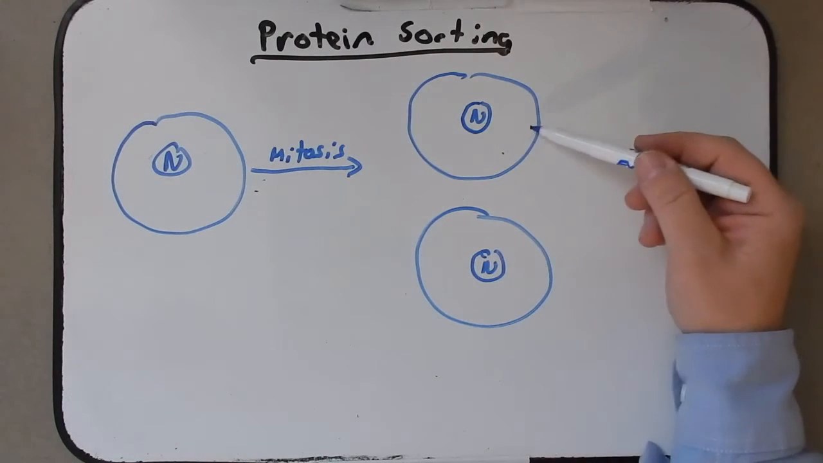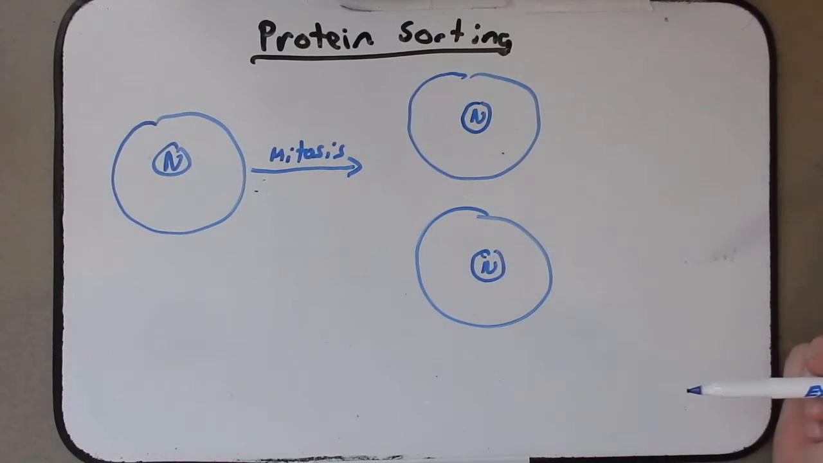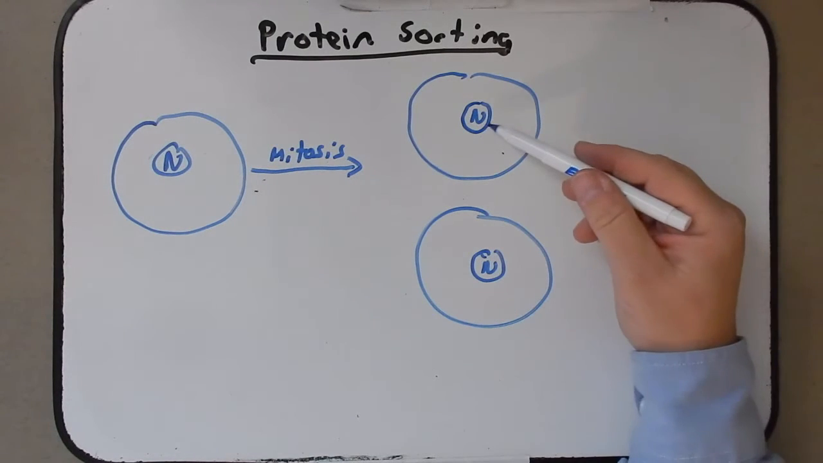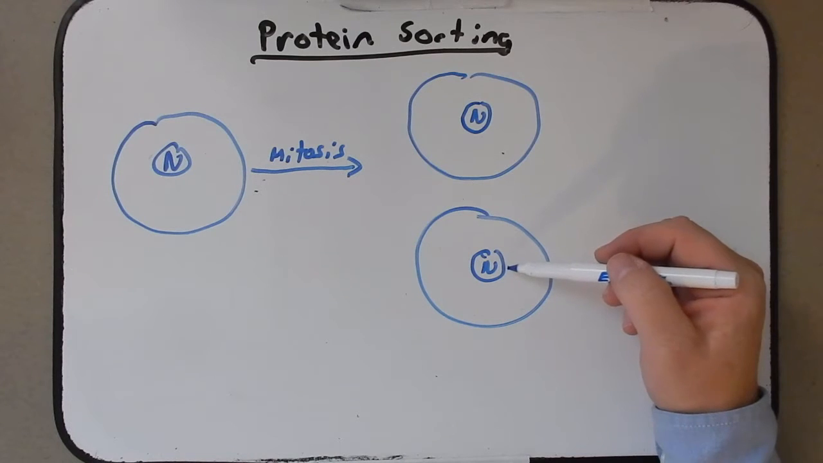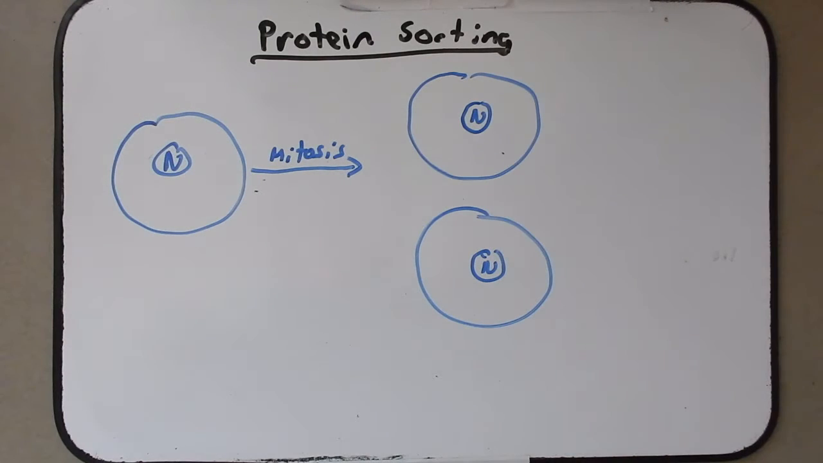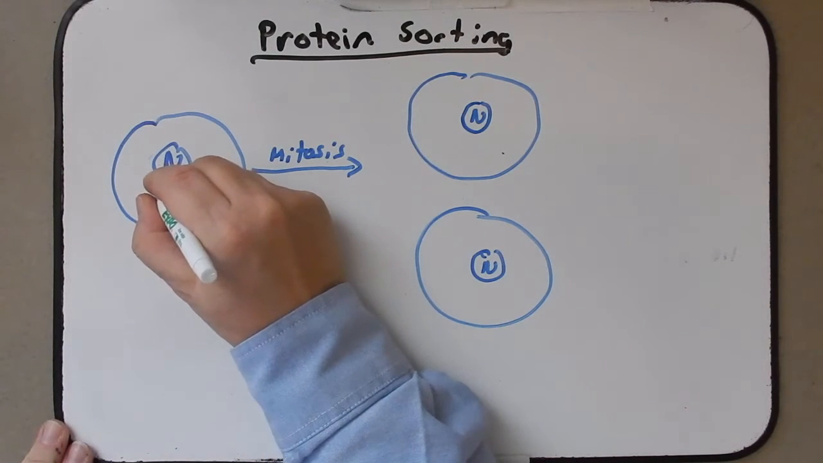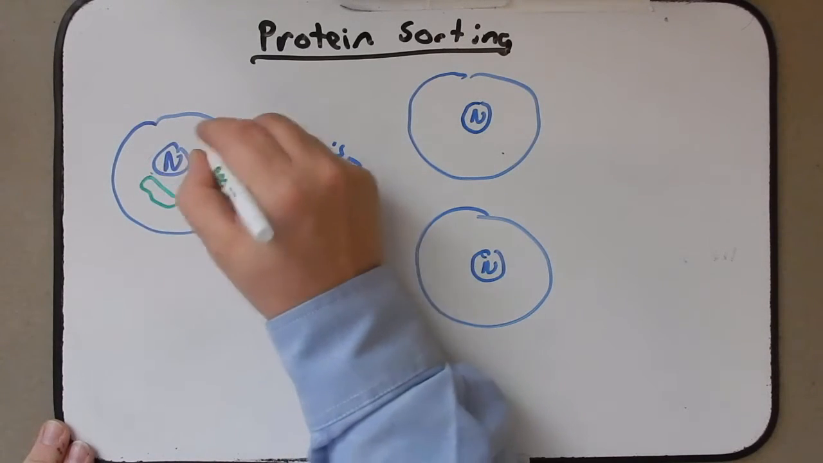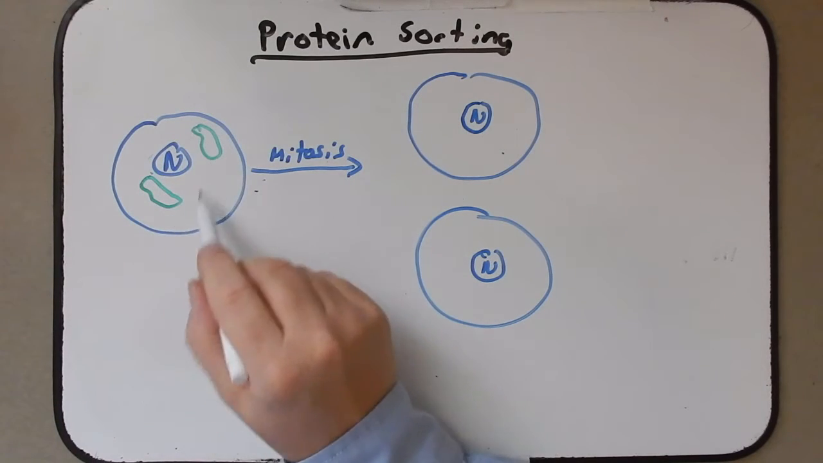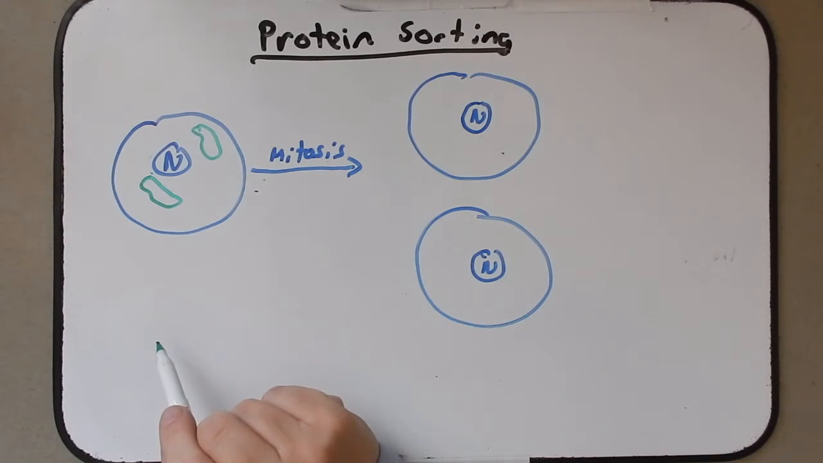Now, in order for these cells to be equally functional, we can't ignore other things in the cell, namely organelles. So let's only talk about one organelle here, just for simplicity, but this would be true with other organelles as well. The mitochondrion, and let's just draw two here. But there are more mitochondria in one particular cell.